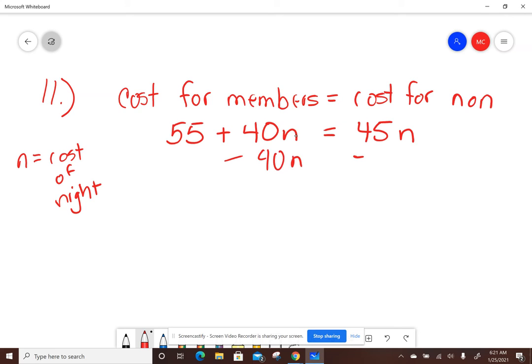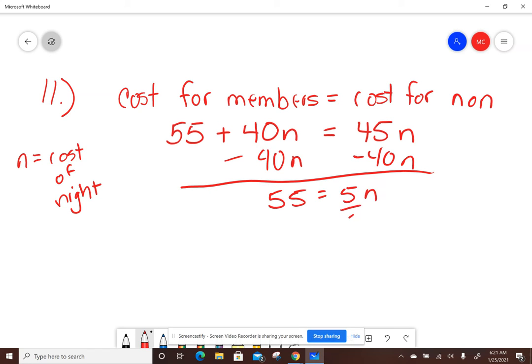I subtract 40n from both sides. I get 55 equals 5n. Divide both by 5. And the cost per night is $11. Or no, sorry. It's not the cost per night. It's number of nights. I'm sorry. Number of nights.